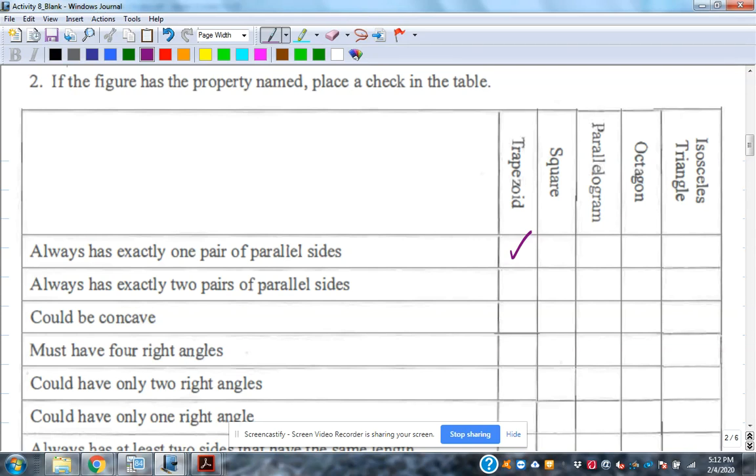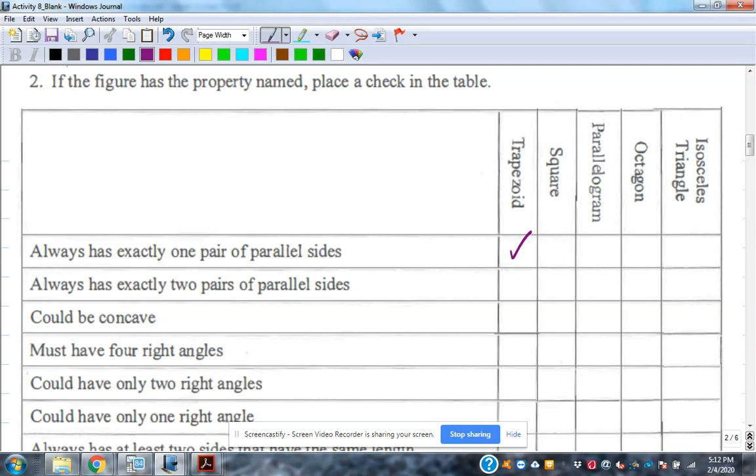And then parallelogram. How many pairs of parallel sides do parallelograms have? Two pairs, not exactly one pair. So they can't put a check mark there. Octagon. Not necessarily. The stop sign we're used to seeing will have four pairs of parallel sides. But that is not going to be the case with every octagon.